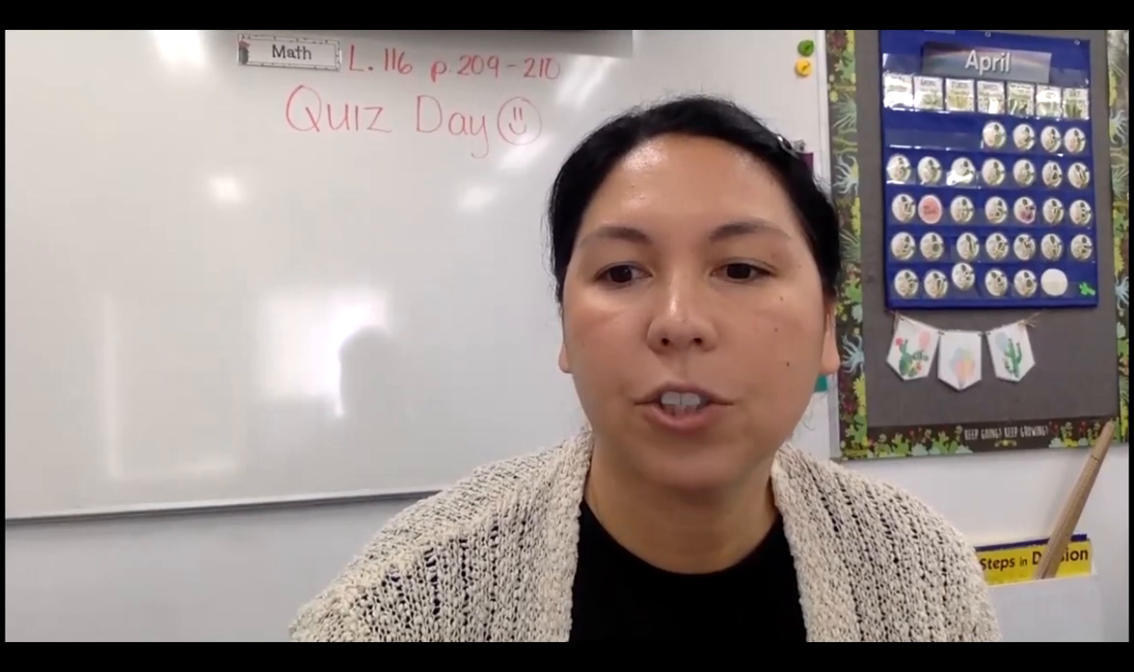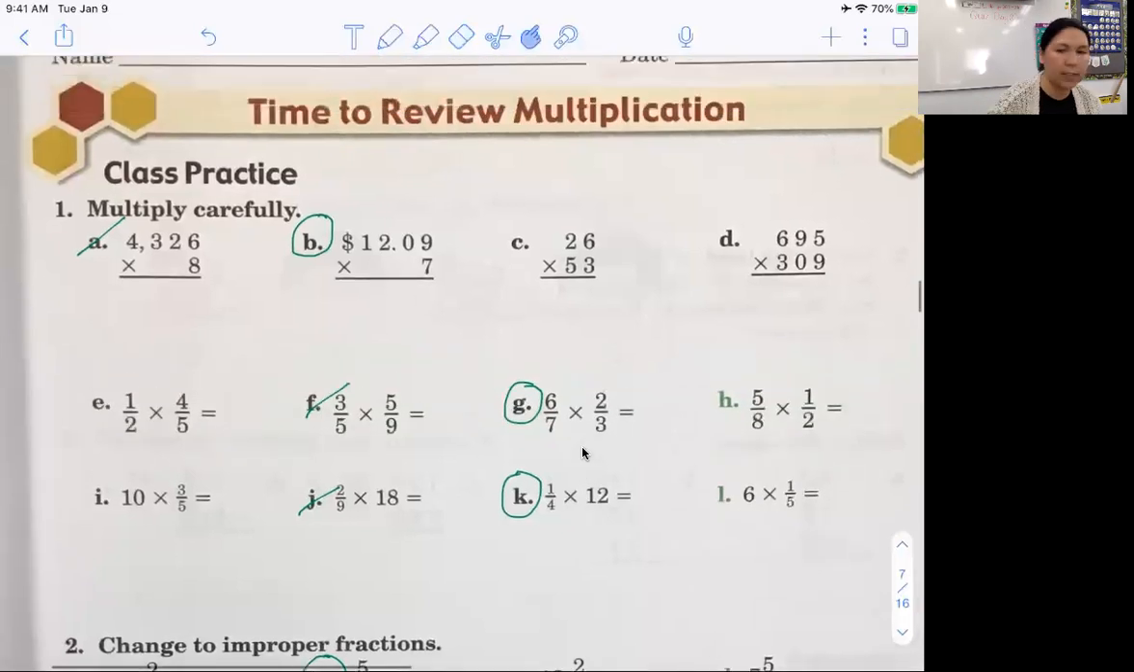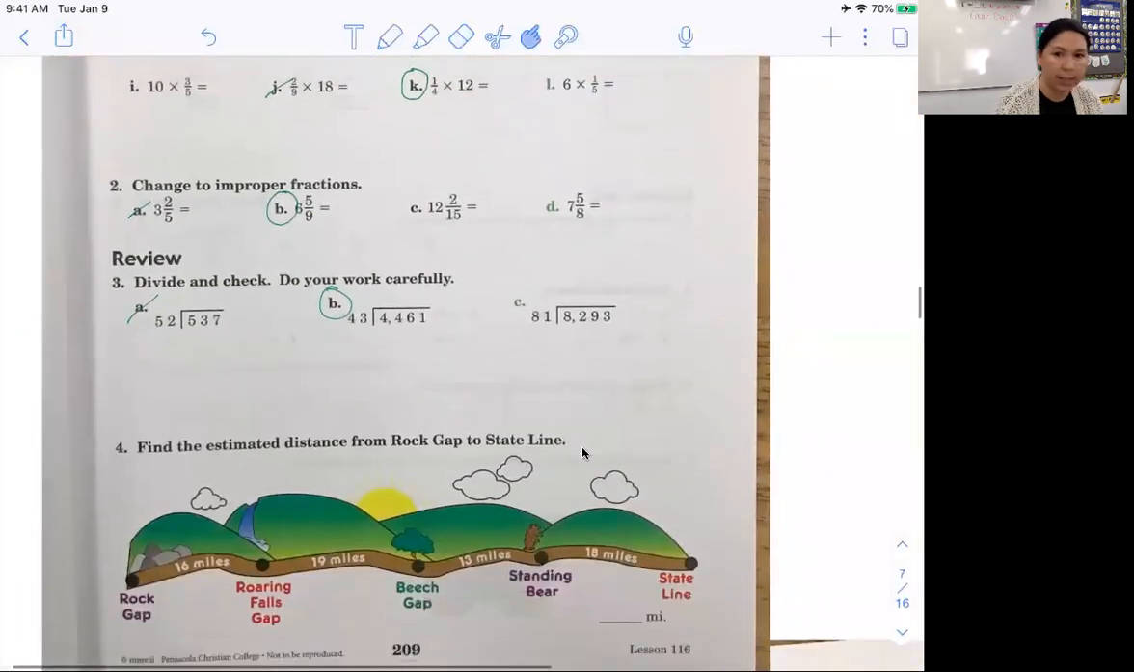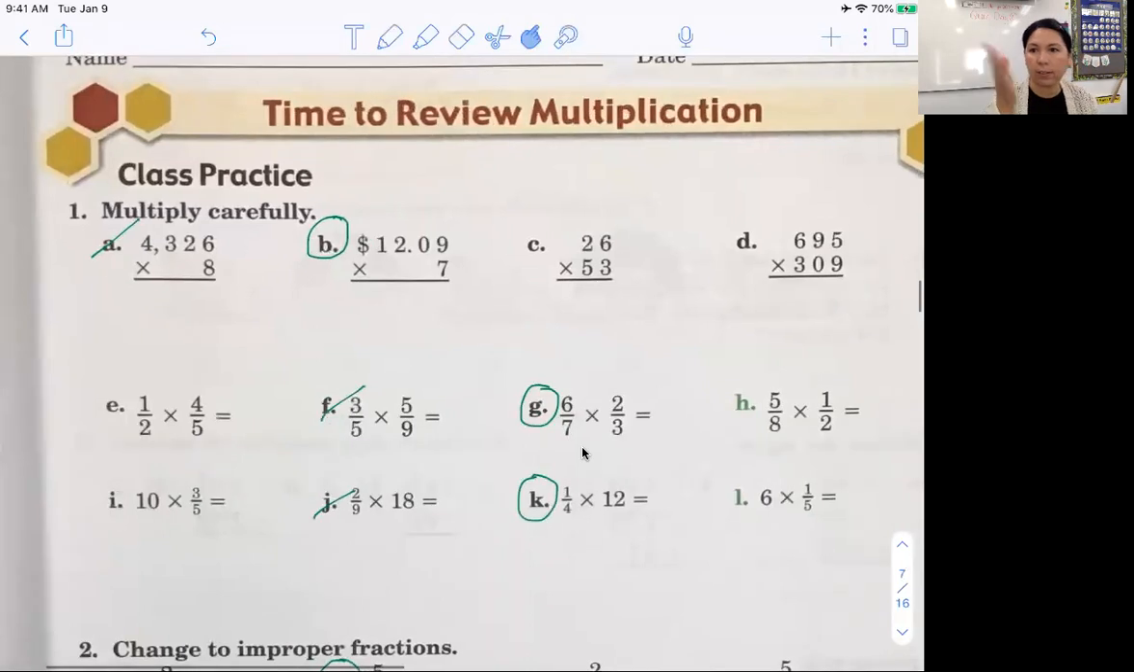All right, share. There we are. Okay, so let's make sure you're on the right page. Time to review multiplication. And the bottom has those mountains. So make sure you're on that page. All the ones that have little slashes in them, those are the ones we're going to do together. The ones that have green circles, those are the ones that you're going to do by yourself that I'm going to grade, okay? So let's go ahead and start on the first one, letter A.